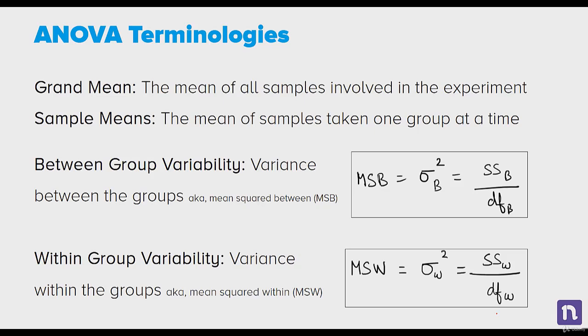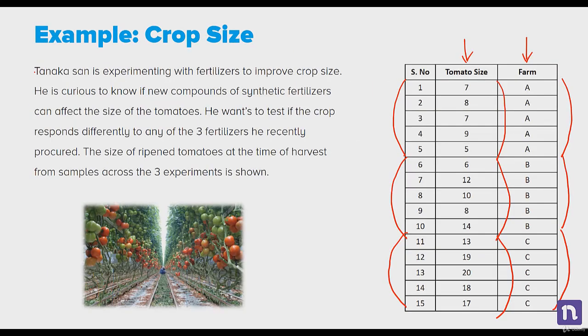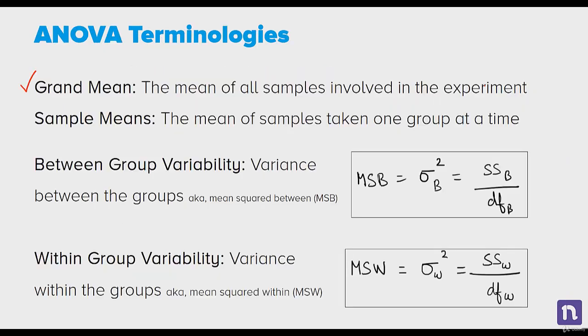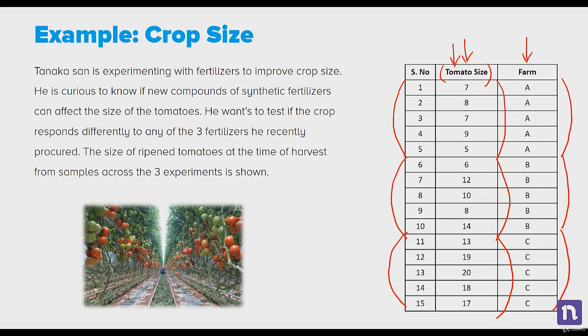Now, before we go into the procedure of how to perform ANOVA, let's understand certain terminologies. The first terminology that you need to know is the grand mean. Grand mean is nothing but, in this case, the mean of the entire tomato size column. The entire column, the mean of it is the grand mean. Sample means is for each group that we have.